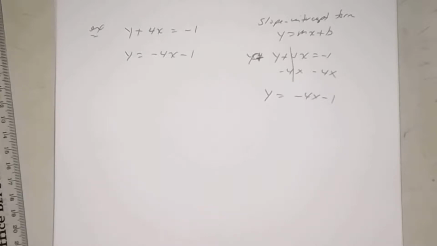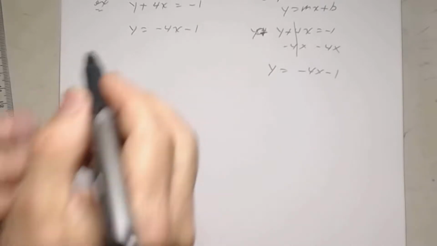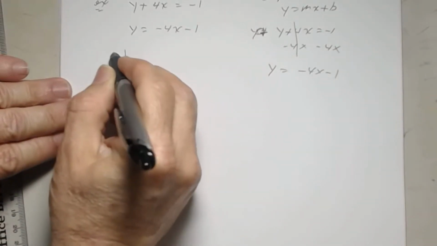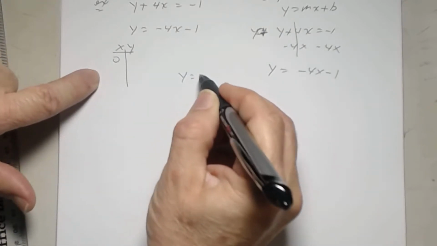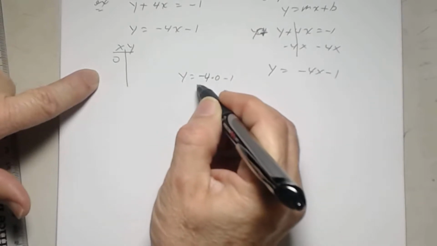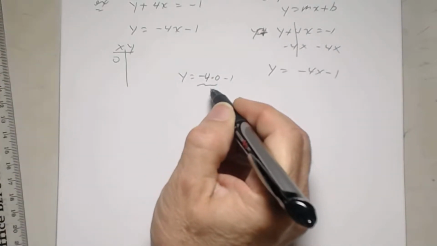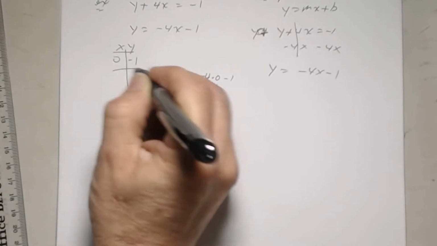All right, then the t-table. Once you get y by itself, do the t-table. What's a nice number to use for x? All right, so y equals negative 4 times 0 minus 1. What's negative 4 times 0? And what's 0 minus 1? Okay. So then you plot the point 0, negative 1.